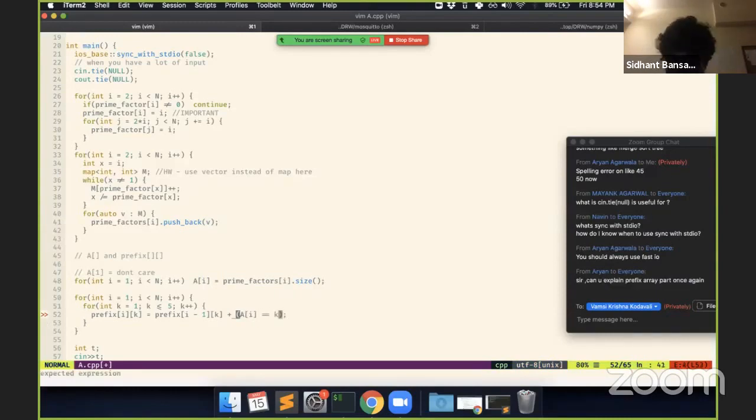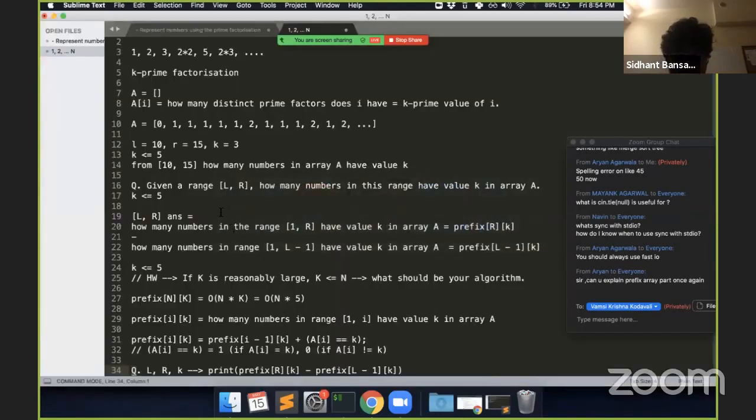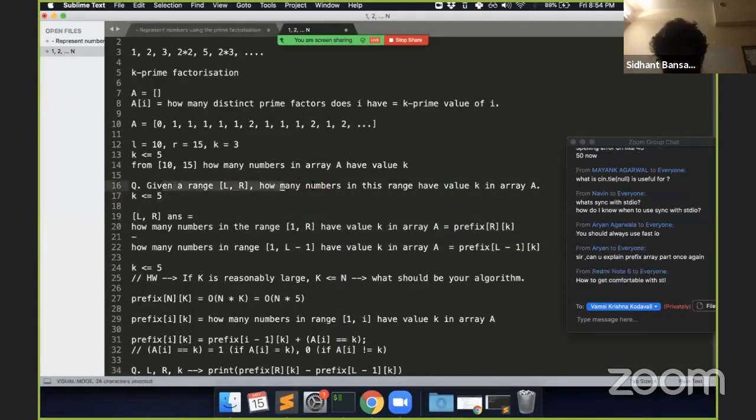Okay, so someone asked why it is a prefix. Sure. Notice that we had this question: given a range L to R, how many numbers in this range have value k in array A? This was our question. Is this clear? This was the question that we were trying to solve.